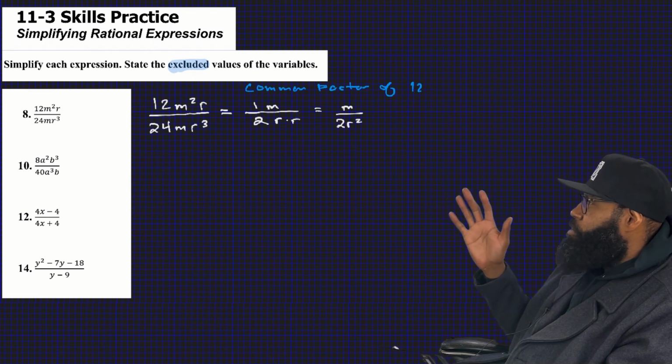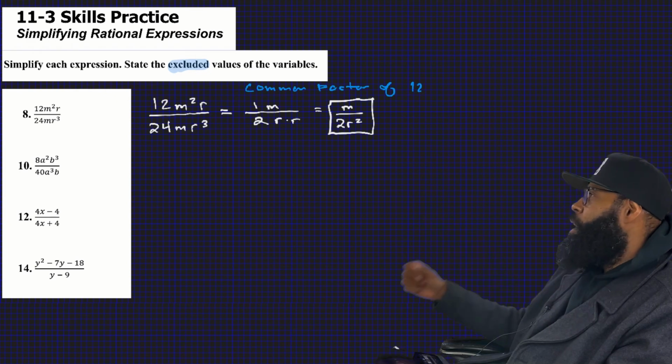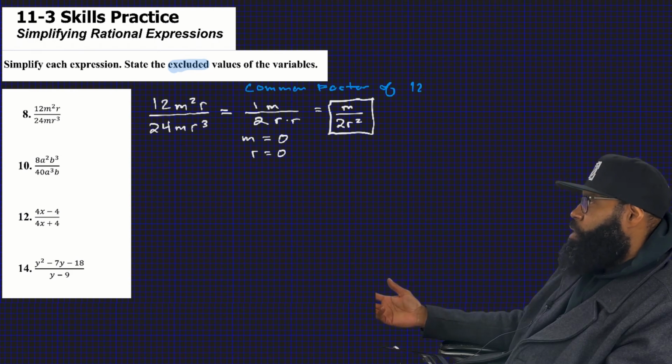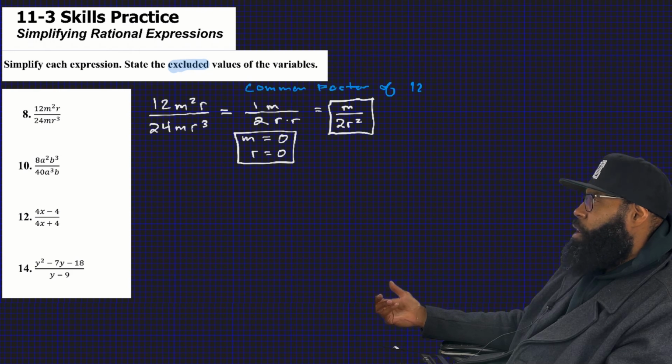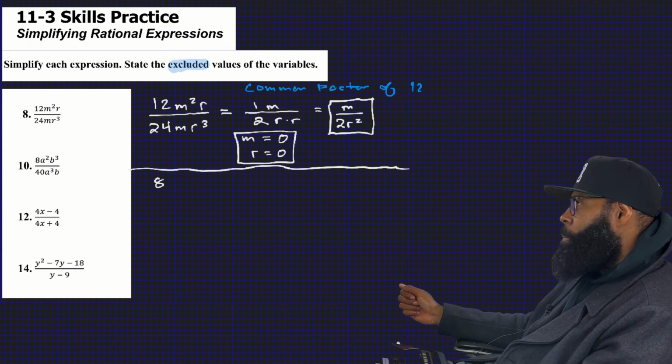So I'm literally just writing out my answer knowing that you are keeping up, right? But don't forget your excluded values. And of course, we don't want 0, because if m was 0, 24 times 0 is 0, and whatever r is cubed times 0 is 0, so we can't have our variables equaling 0.